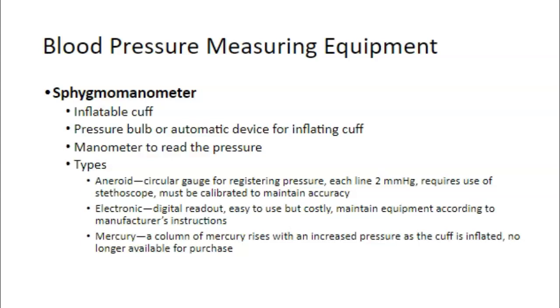What we're going to be using in class is aneroids. We have them on the wall. We also, all of the portable ones have the gauge on the cuff as well. And then we will have an electronic one that you can practice with, but ultimately we have to be able to take a blood pressure with an aneroid gauge reading. Each line, once again, indicates 2 millimeters of mercury, so we're going to have even readings when we go through aneroid readings.